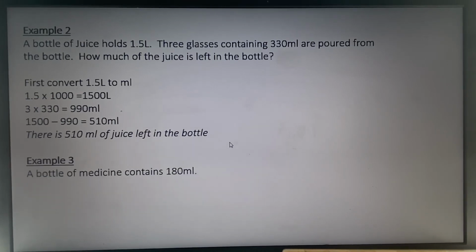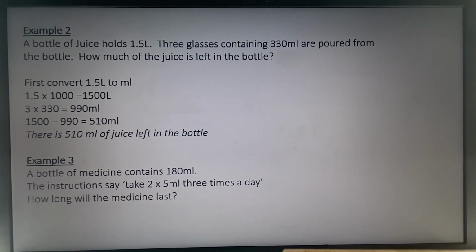Third example, a bottle of medicine contains 180 millilitres. The instructions say take 2 times 5 millilitres 3 times per day. How long will the medicine last? Now we're okay here. We're given the total amount in the bottle in millilitres, and we're given our instructions in millilitres, so there's no conversion. It's just looking to solve this problem of how long will it last.